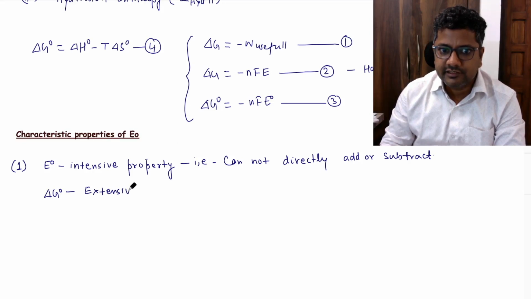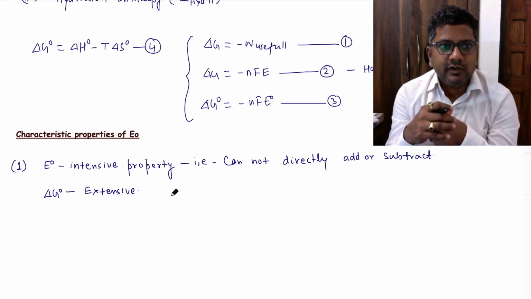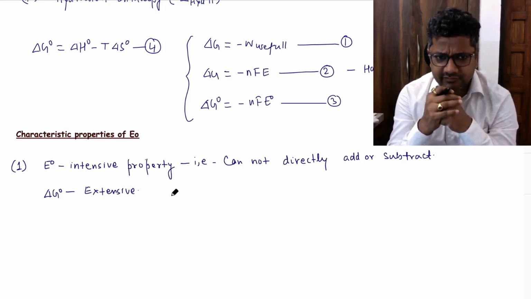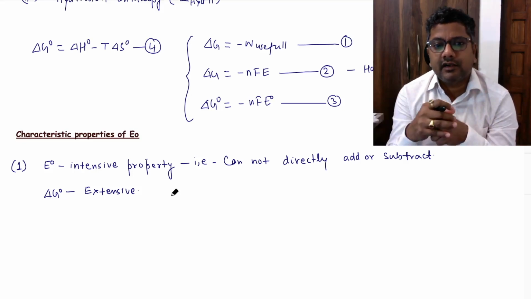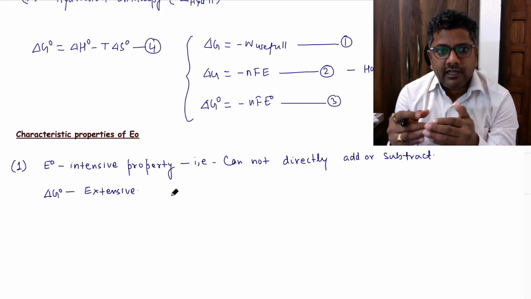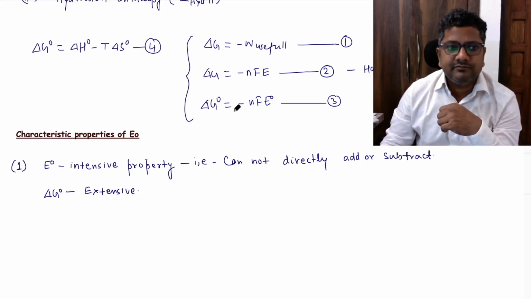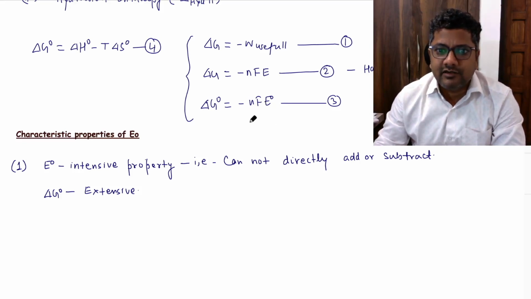this is extensive. So whenever you have two or more equations, half equation or complete equation, and it is asked to calculate E naught for any given reaction, you have to convert this E naught into delta G naught by using this equation, and then you have to calculate, right? What is F here? Here F is the Faraday's constant.